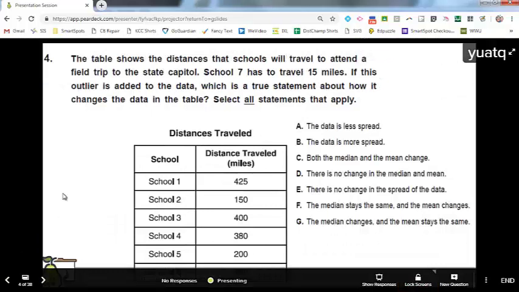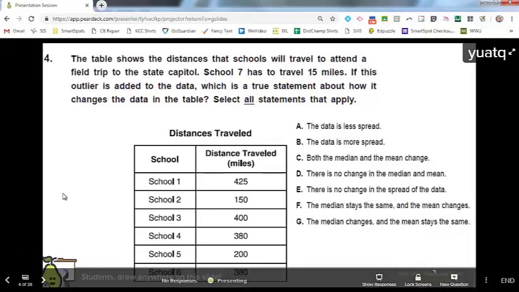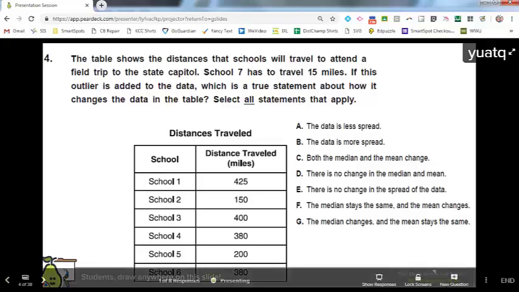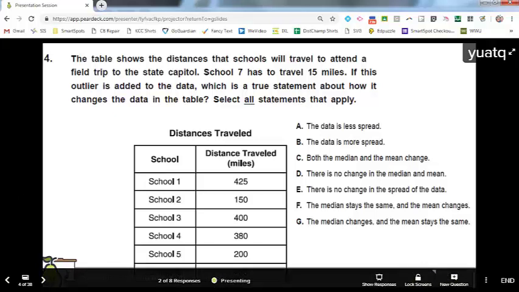The table shows the distances that schools will travel to attend a field trip to the state capital. School 7 has to travel 15 miles. If this outlier is added to the data, which is a true statement about how it changes the data in the table? Select all statements that apply. So again, I'm going to give you 60 seconds this time. Go.